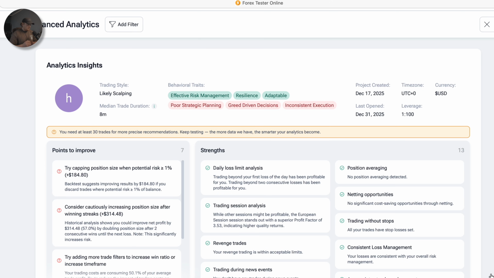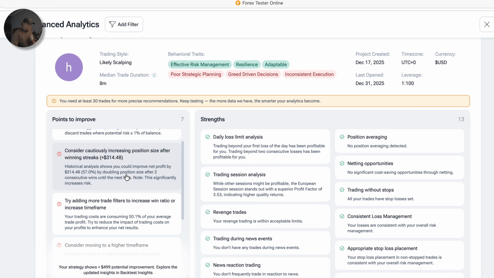So if we go to the account analytics, what we can see here on Forex Tester Online is all of the information that you need to know for your strategy. It'll give you suggestions on how to potentially improve your strategy based off the backtesting session.